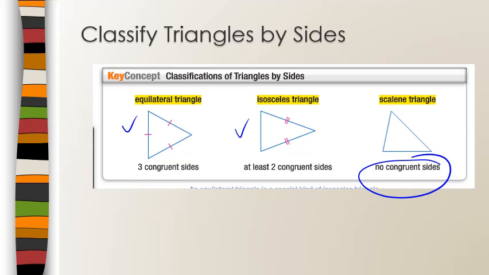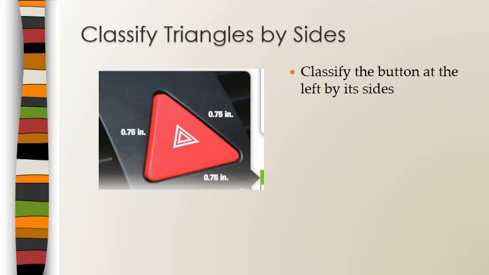All right, we're going to go through. In your book, you're going to be on page 238 and 239, because we're going to take a look at examples 3 and 4. Let's first go to example 3, guided practice. And we're asked to classify the button at the left by its side.